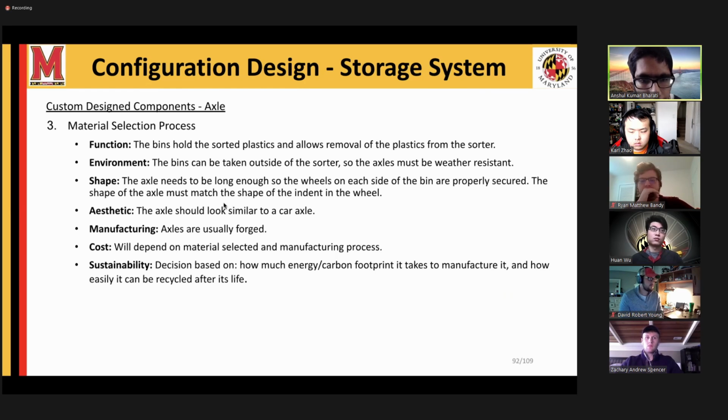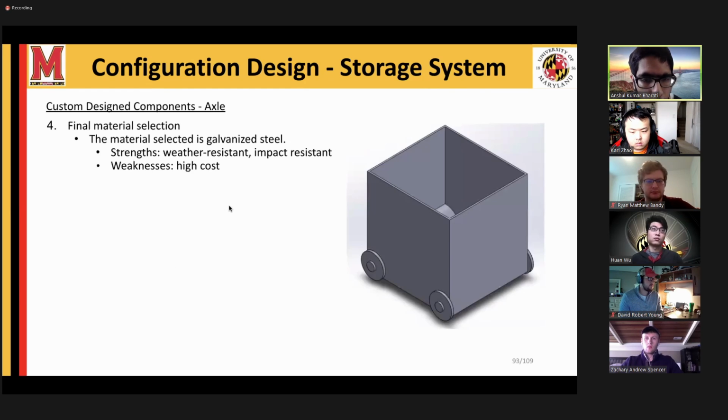This is our material selection process. We end up choosing galvanized steel because it is weather resistant and impact resistant. And the picture there is the picture of the assembled bin.